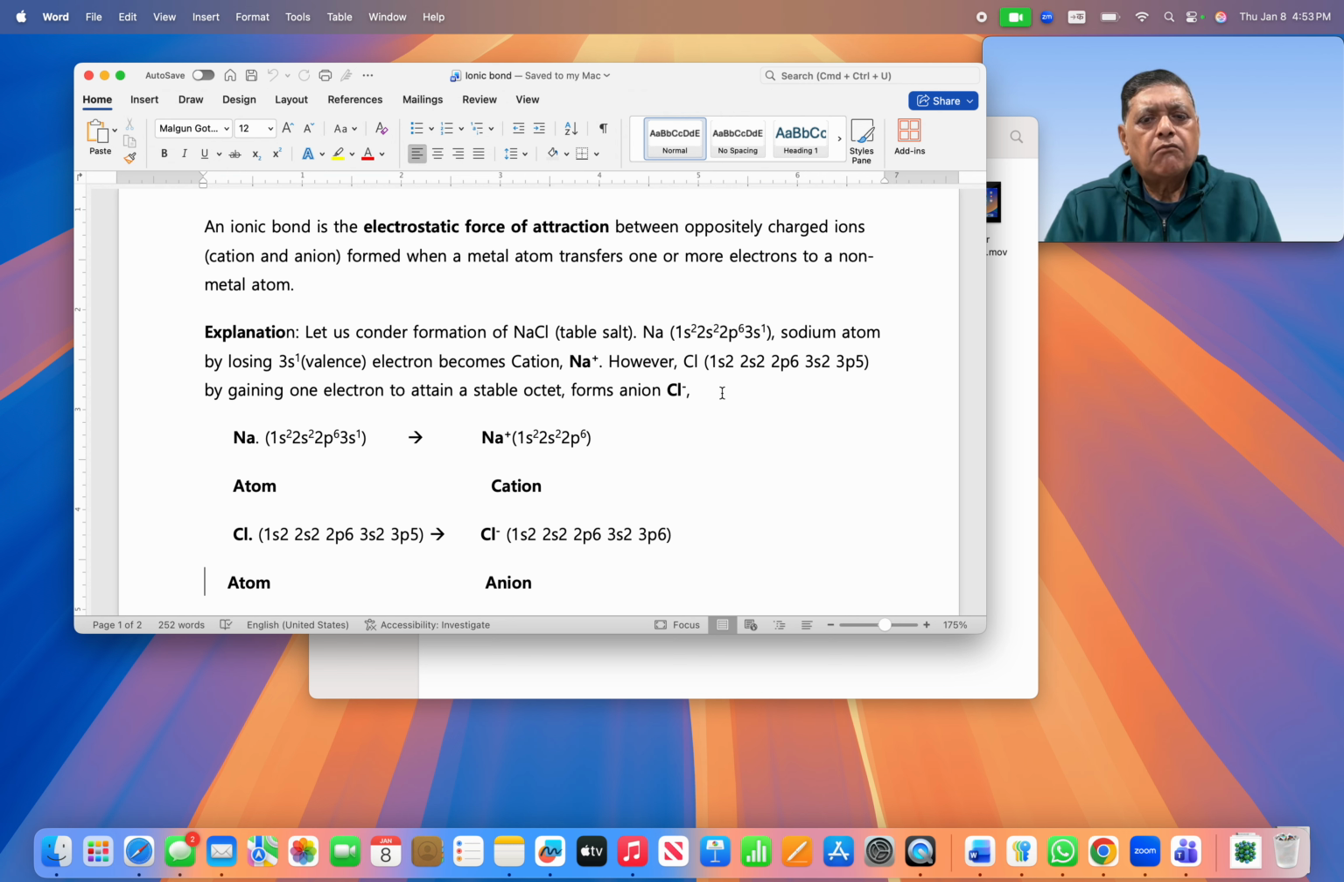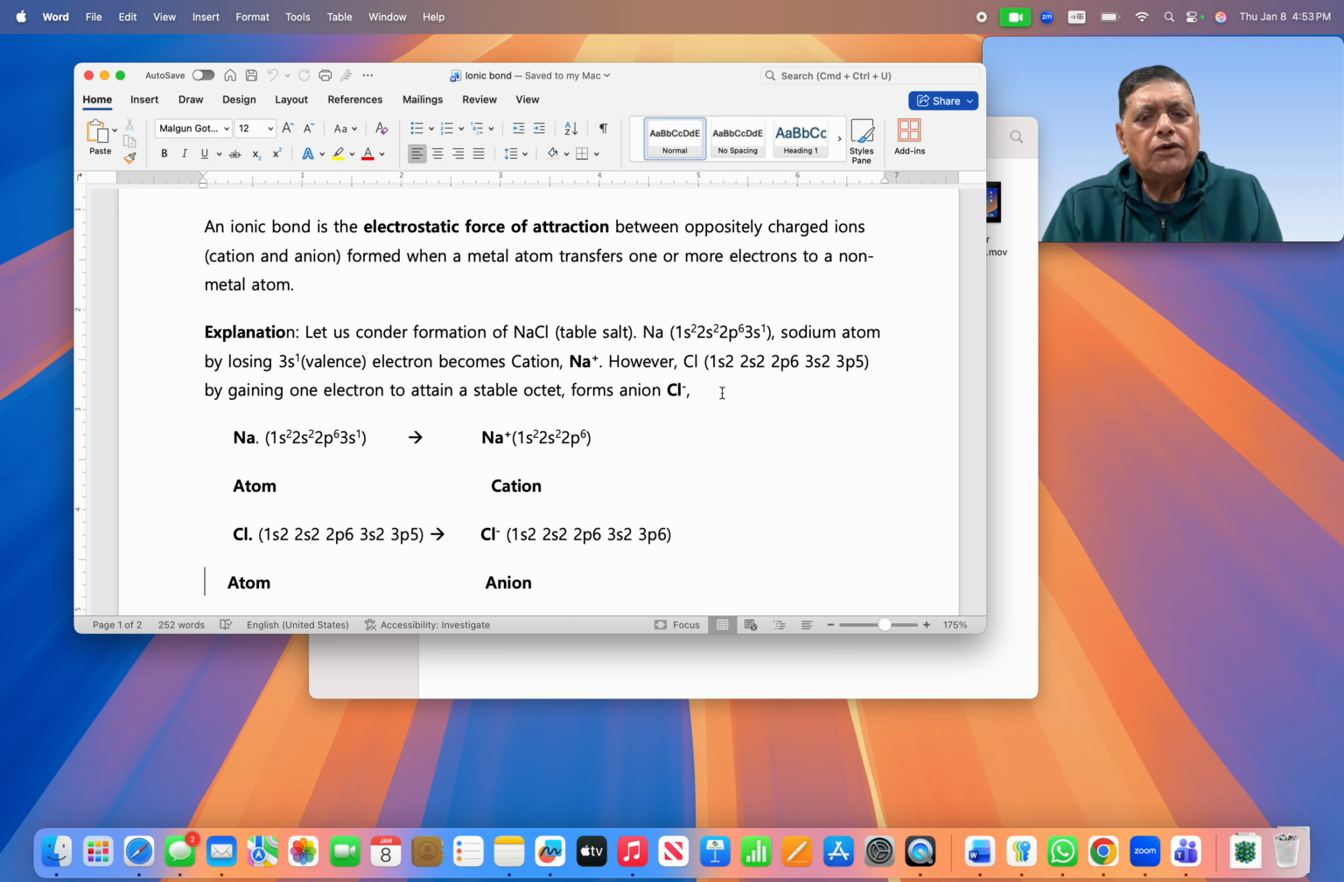However, chlorine, which has electronic configuration 1s2, 2s2, 2p6, 3s2, 3p5, has 7 valence electrons. 2 of them are in the s subshell and 5 of them are in the p subshell. That means 3s2, 3p5 are the electrons present in the valence shell.